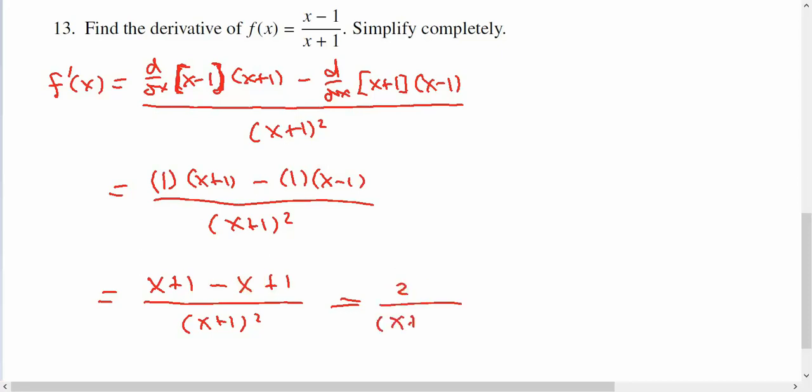So actually nothing does cancel. This is what I'm left with. I mean, things subtract out, but there's nothing now to try to cancel here at the end. So there's my final simplified answer on that one.